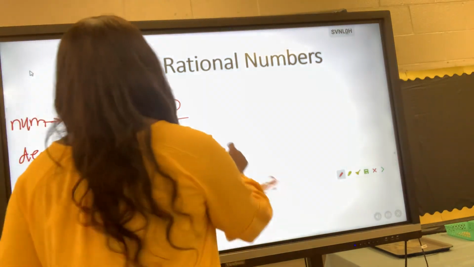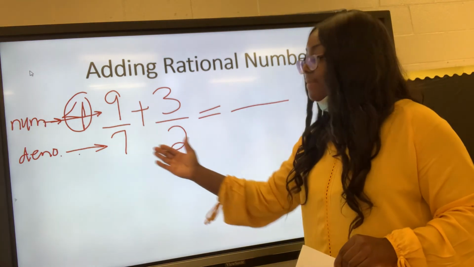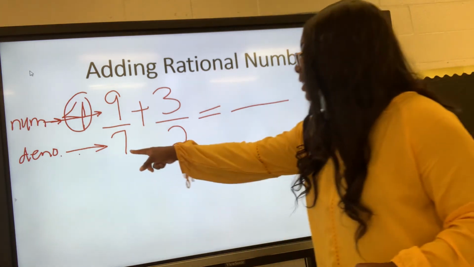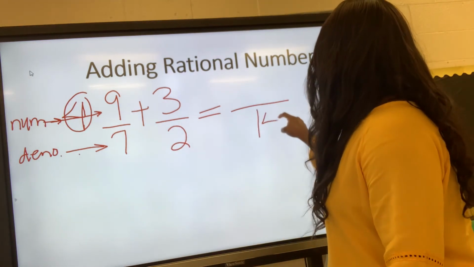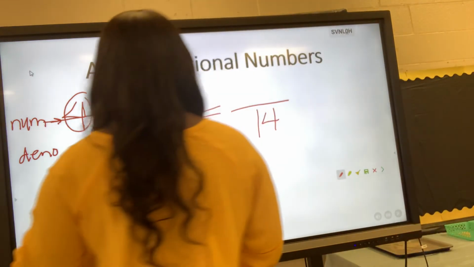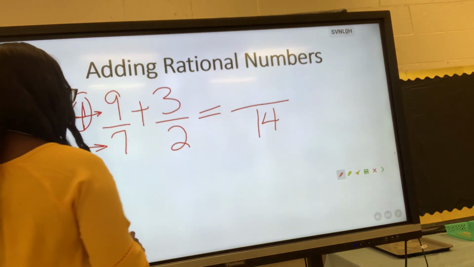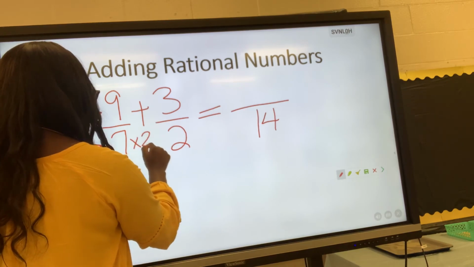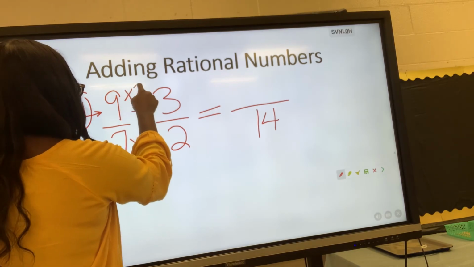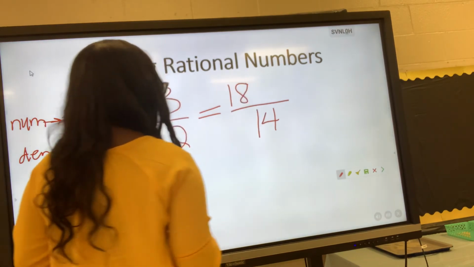So you think, okay, how can I get a common denominator between 7 and 2? Well, we know that if you multiply 7 by 2, you get 14. And 14 is going to be your common denominator. So you go back over here and think, what can I multiply 7 by to get 14? You can multiply it by 2. Whatever you multiply at the bottom, you have to multiply at the top. So we know that 9 times 2 is 18. You want to go ahead and write it here.